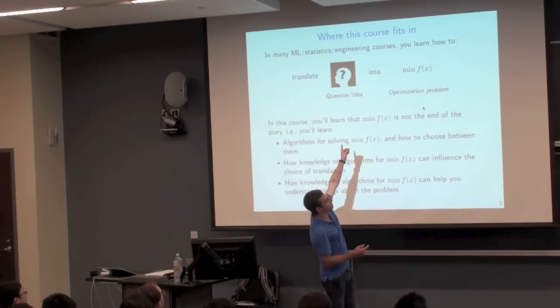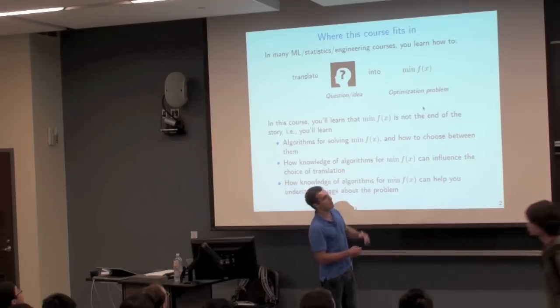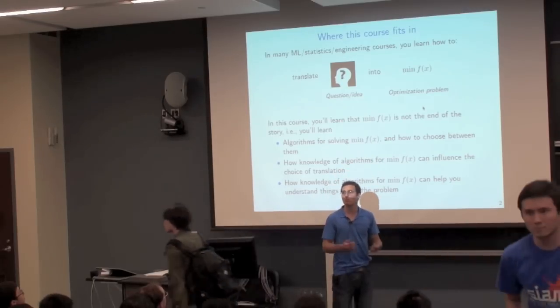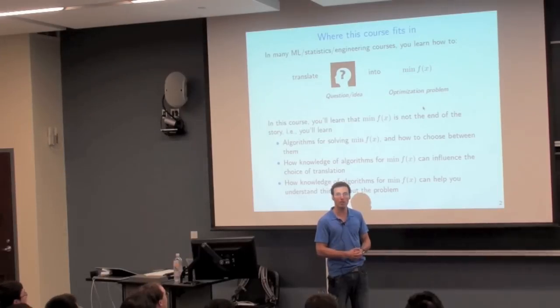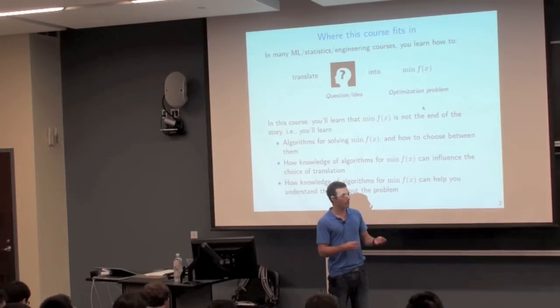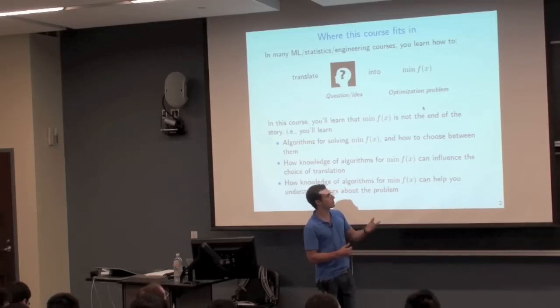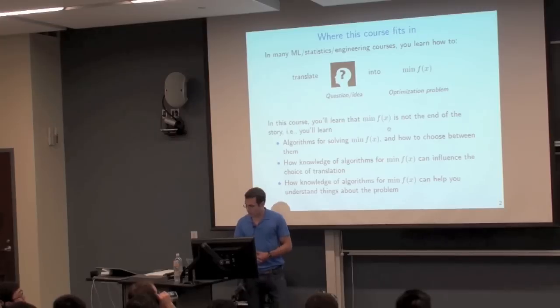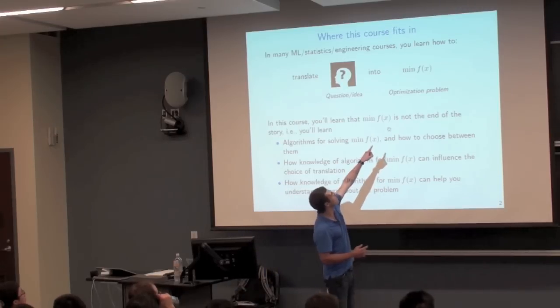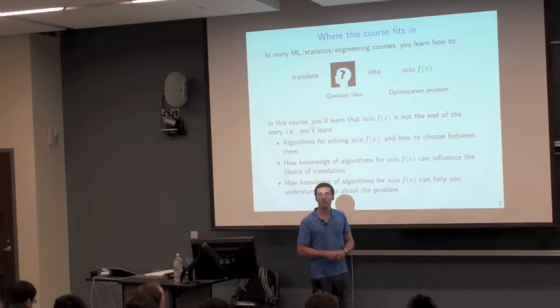So you take this question and you turn it into something like min f. And part of that is choosing what f is, right? That's the main thing. How do I choose a function so when I minimize it, it captures this question that I have? That's what you learn in some other courses. In this course, you're going to learn that this minimization here, that's not the end of the story.